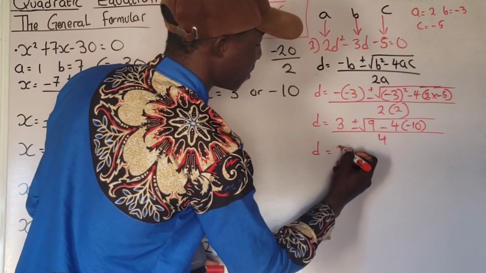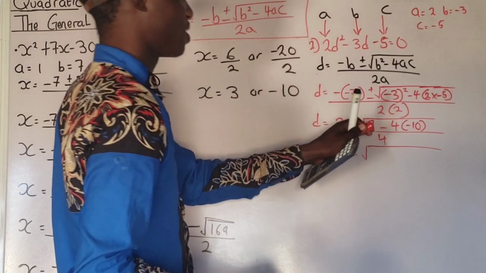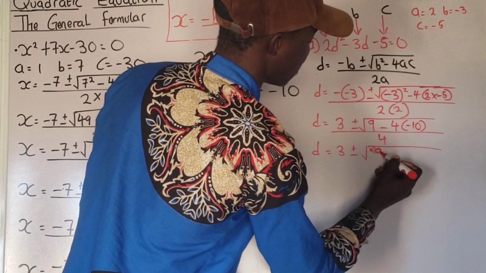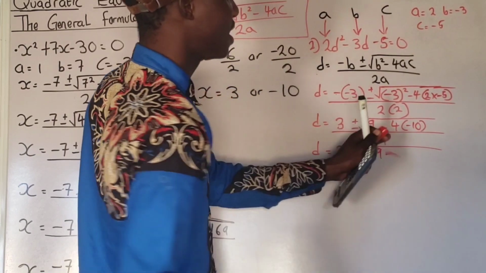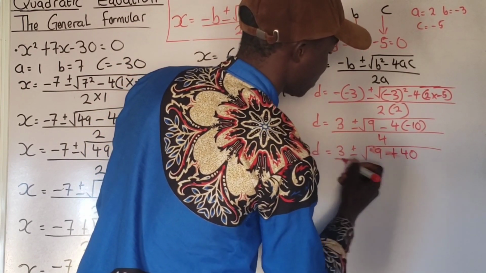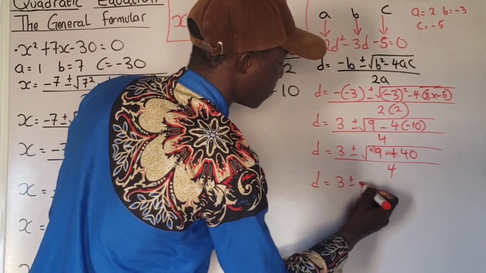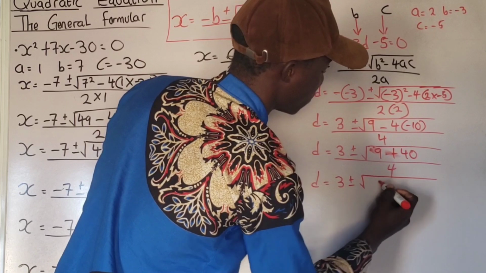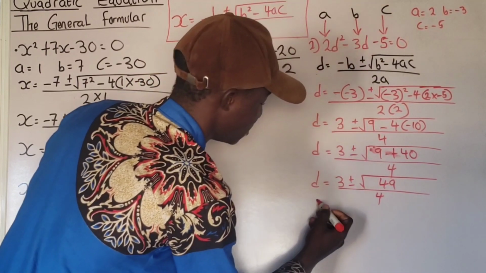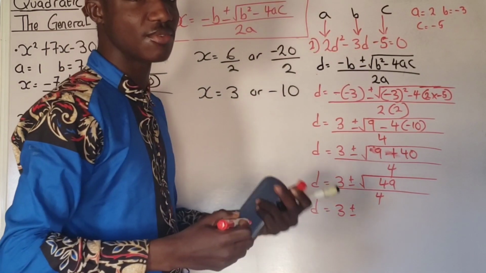D equals 3 plus or minus the square root of, let's simplify further, 9. Negative 4 times negative 10, that will be positive 40. Positive 40 all over 4. So d equals 3 plus or minus the square root of 49, all over 4. The square root of 49 is 7.